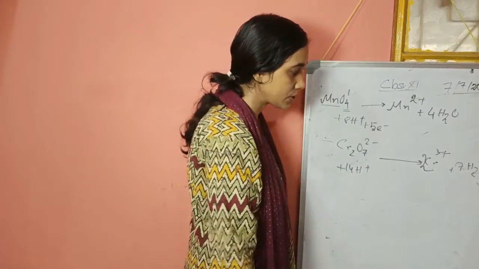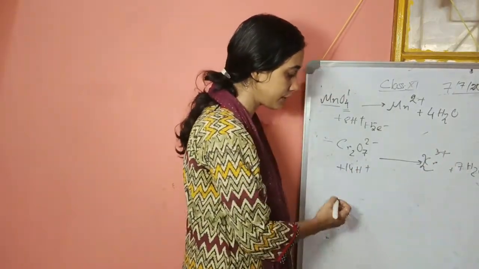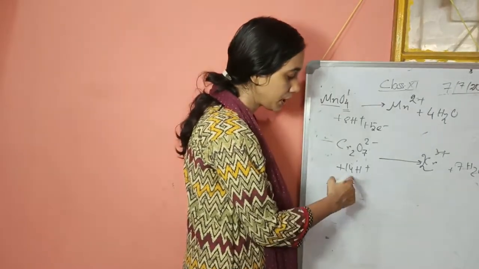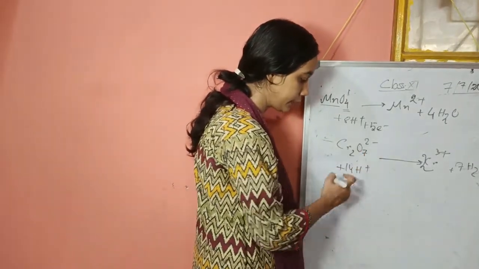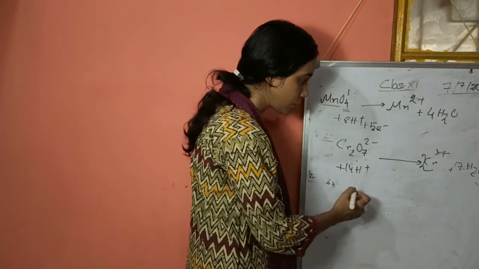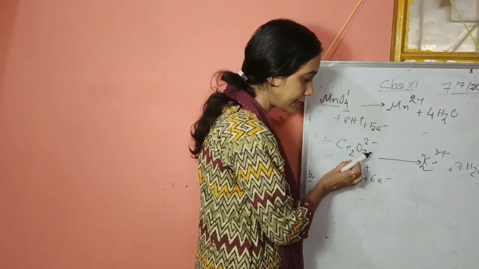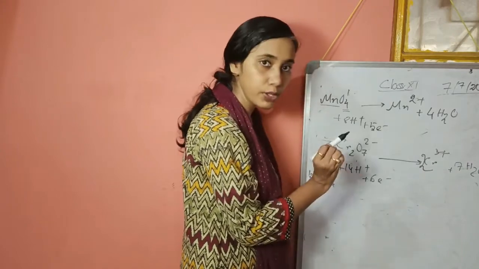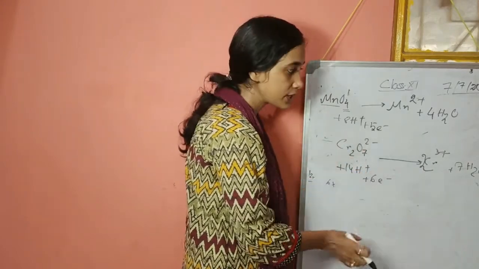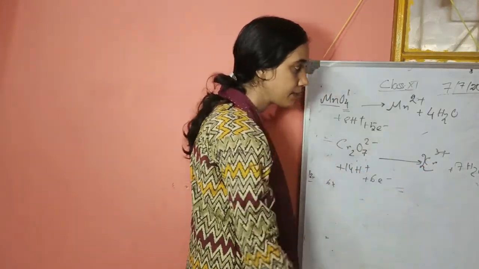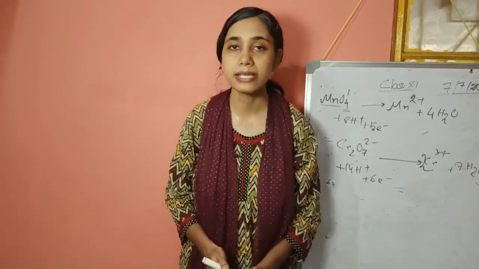Now balancing charges. Here how many charges? 6 positive charges. And here how many charges? 14 positive and 2 negative, that means 12 positive. So in total you need to add 6 electrons. Now see, 6 negative, 2 negative, 8 negative, 14 positive, that means 6 positive here and 3 times 2 is 6 positive on the other side. Now it's balanced. So this is the way how we balance by the ion electron method.